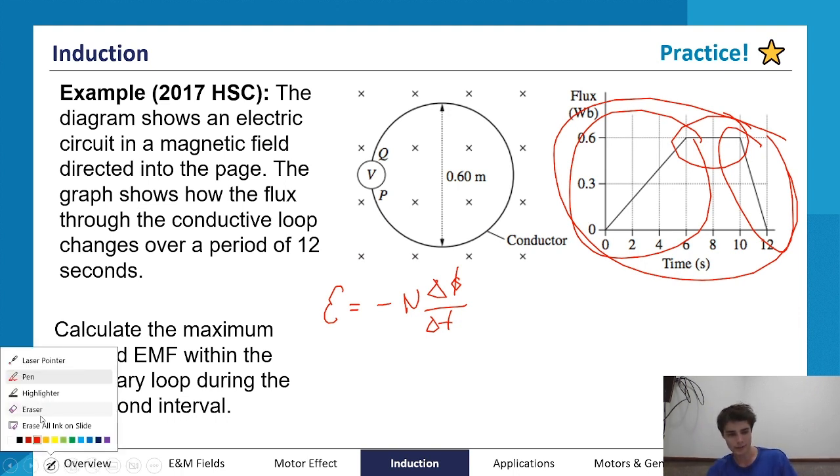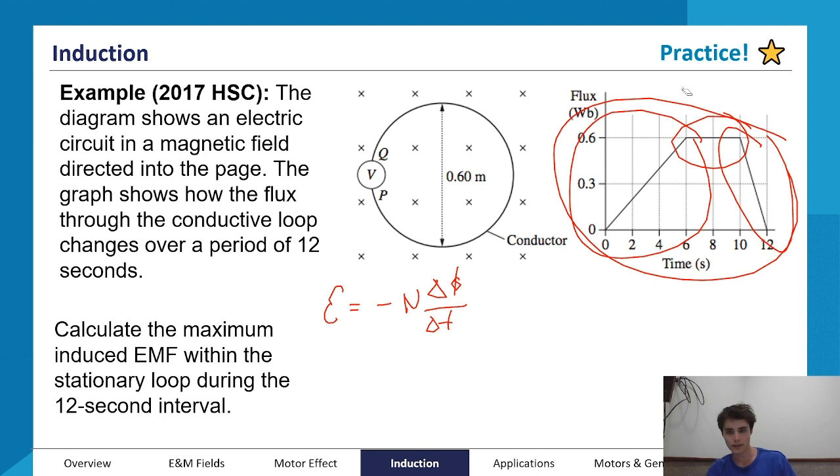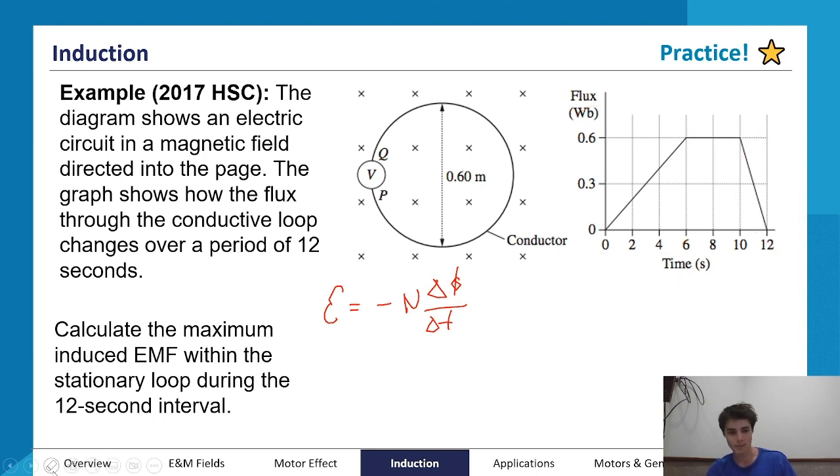So just looking at this graph, the sharpest gradient occurs in this last section over here. This is where we've got this really, really sharp drop. Just looking at this visually, the biggest gradient is occurring in this section here. So if we're looking for the maximum induced EMF, we're probably looking at this section here. In this case, it is the correct answer.